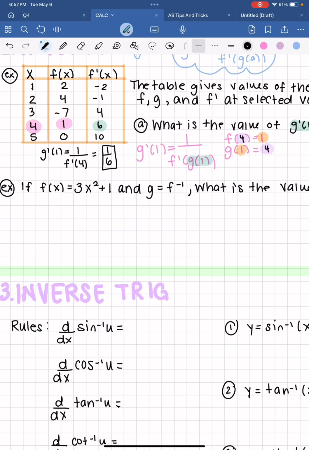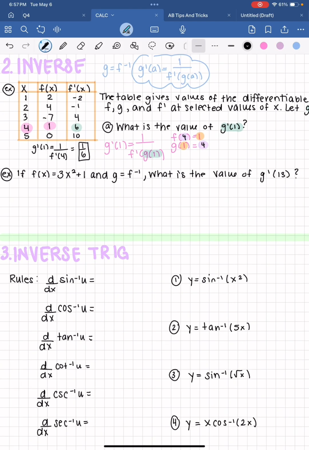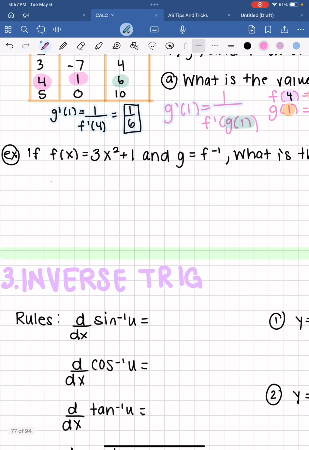Done. Now what if it's not a table? Here we go. If f of x is 3x squared plus 1, g is the inverse of f. They want the value of g prime of 13. So first step, set up the formula. G prime of 13 is 1 over f prime g of 13. Set up my trick. F of what equals 13? So g of 13 equals that.